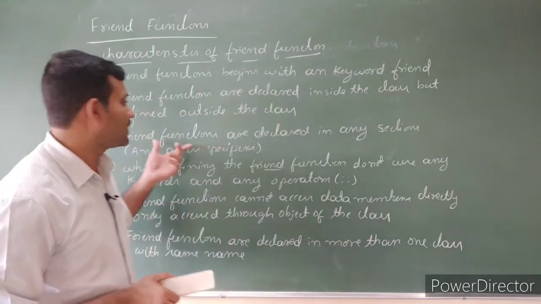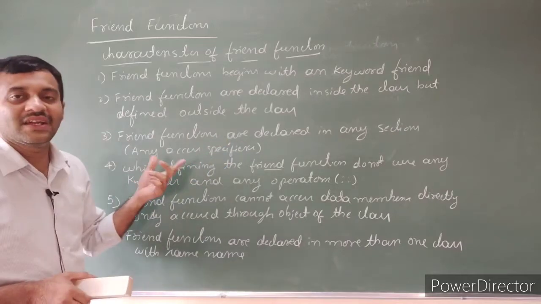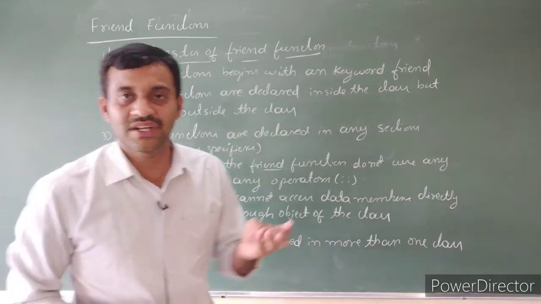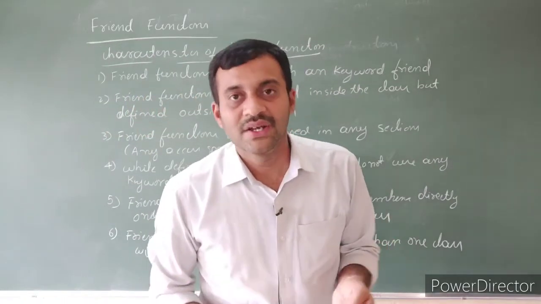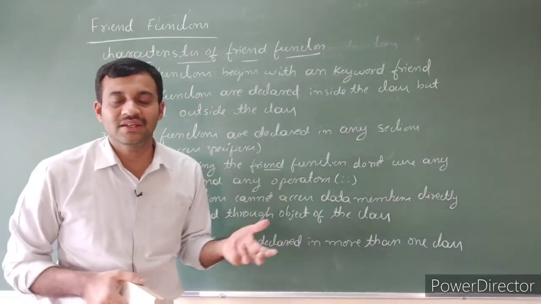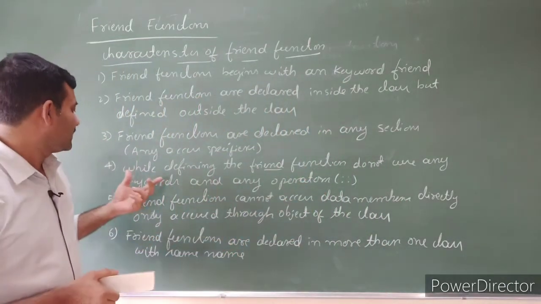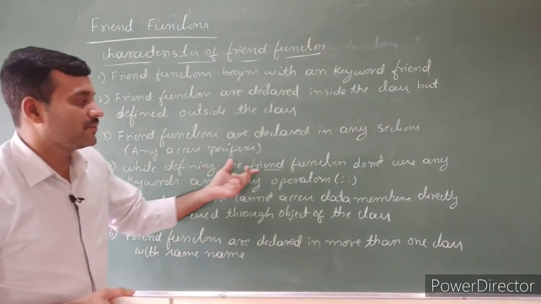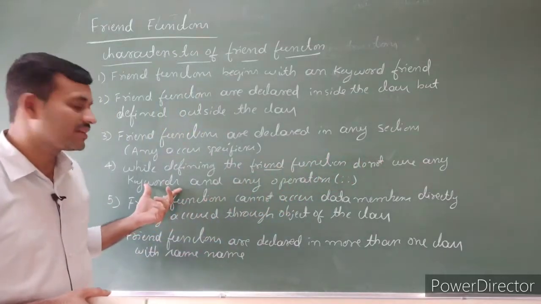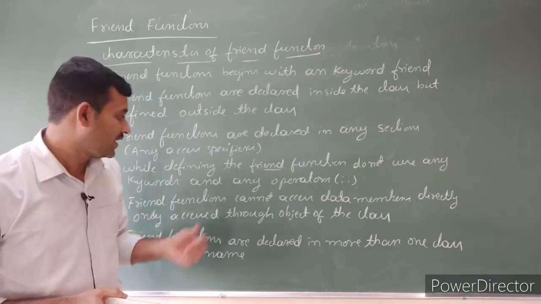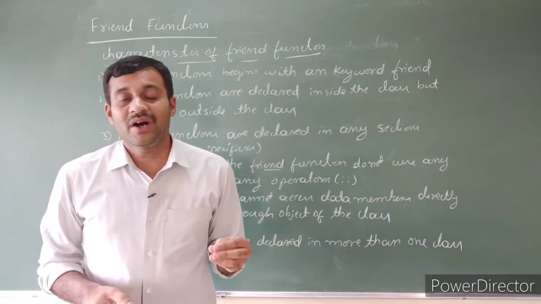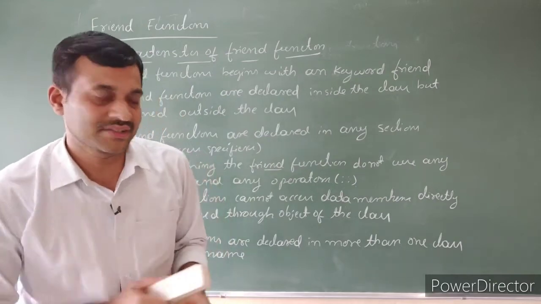Then friend functions can be declared in any section, that is, under any access specifier. A class has three types of access specifiers: private, protected and public. The declaration of the friend function can be anywhere in the class; there is no meaning to the section. Then the fourth one: while defining the friend function, do not use any keywords, not even friend, and any operators. They are defined as normal functions outside the class.